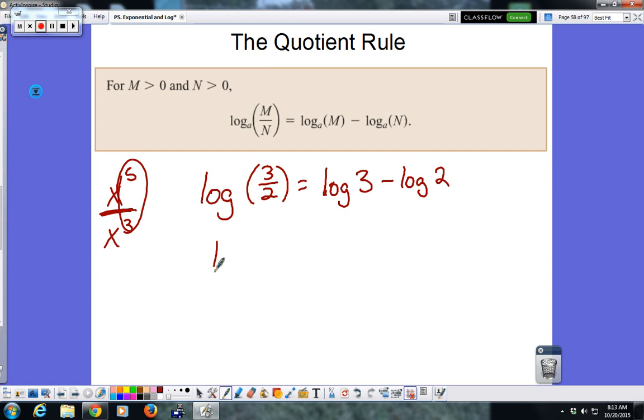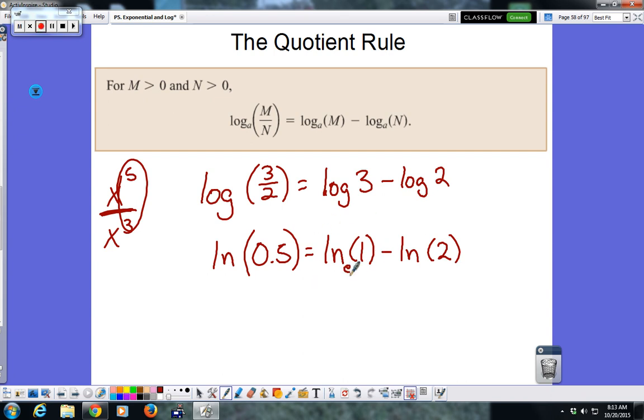Natural log, let's do the natural log of 0.5. 0.5 is the same thing as 1/2. You could write that as the natural log of 1 minus the natural log of 2, correct? Which actually leads us right into the law that we're about to do. Does anybody know what the natural log of 1 is?